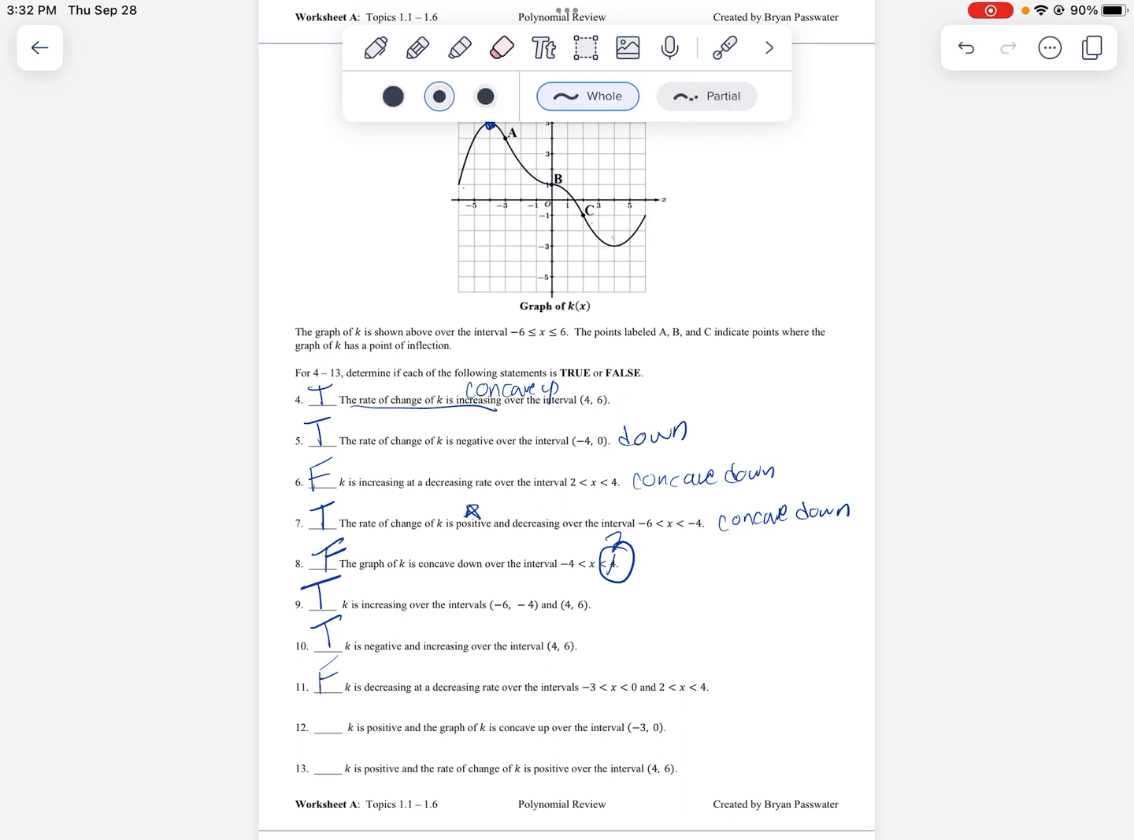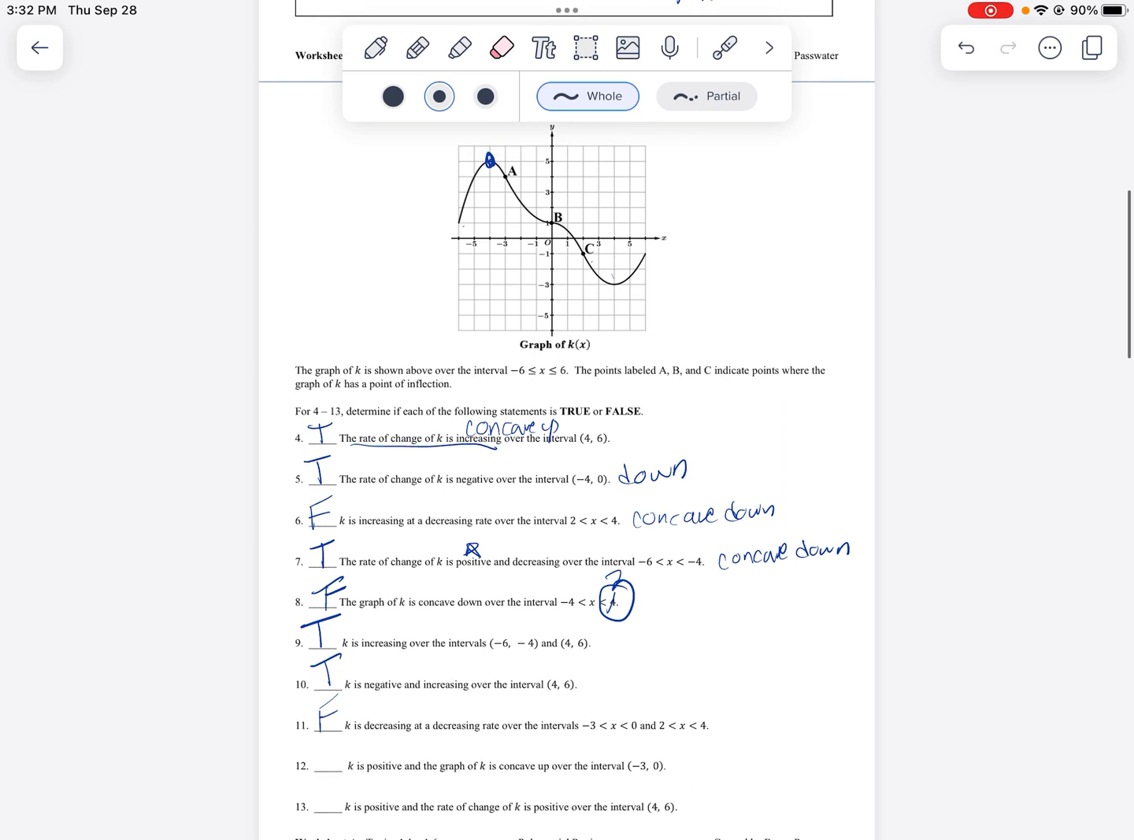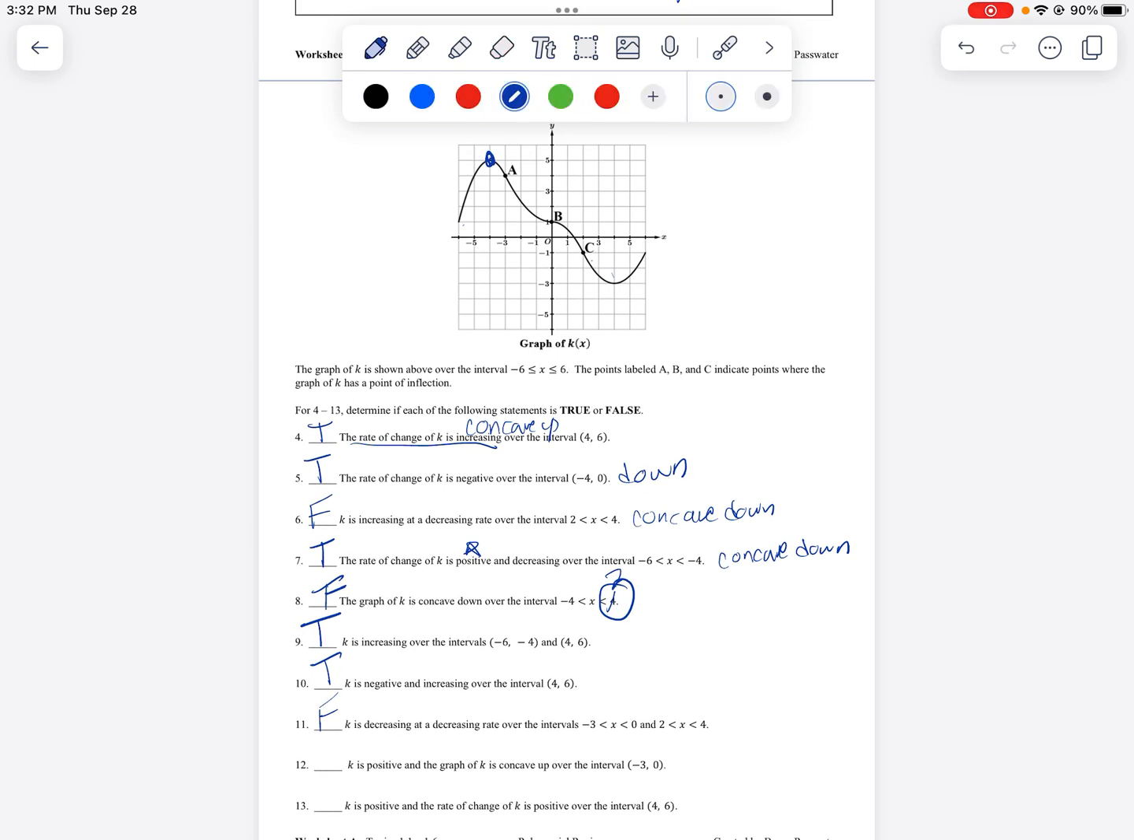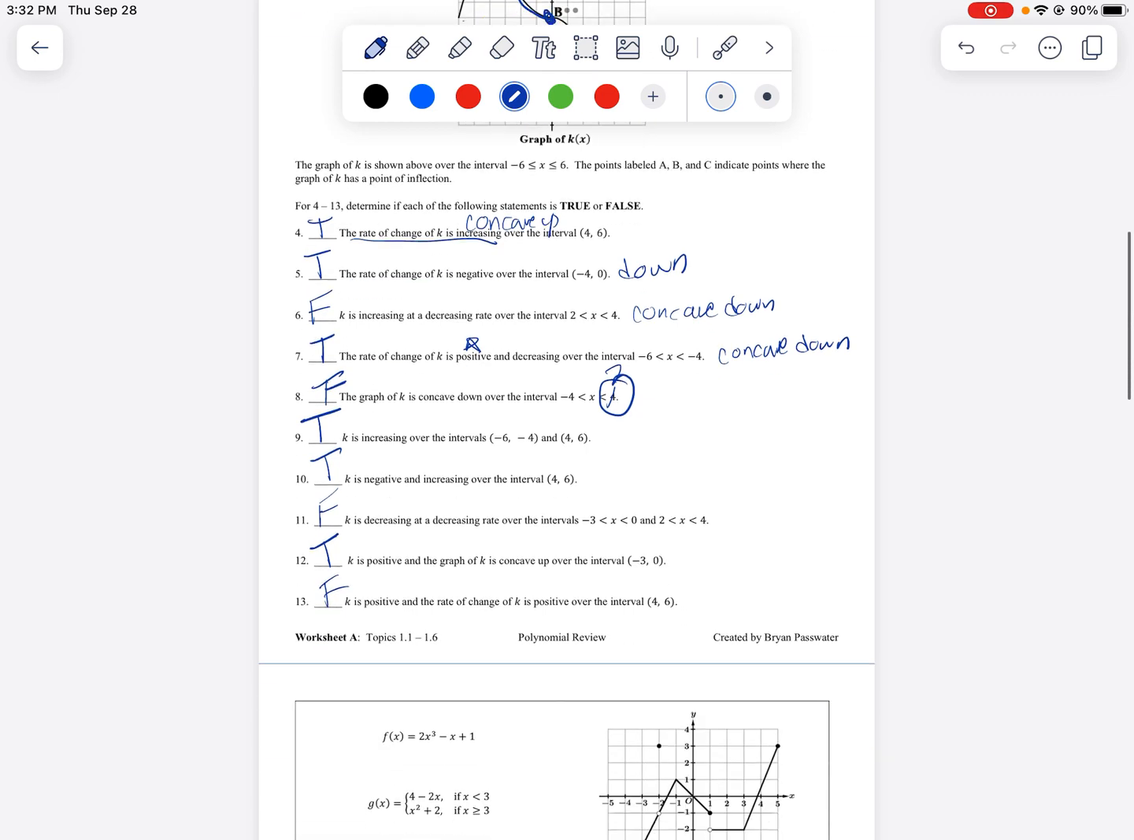So how about this next one? K is positive and the graph is concave up from -3 to 0. Well, it's positive. It's above the x-axis. And yes, I would say that's concave up, so that's true. K is positive and the rate of change of K is positive from 4 to 6. I'm going to say that one's false because it's underneath the axis, so it's negative.